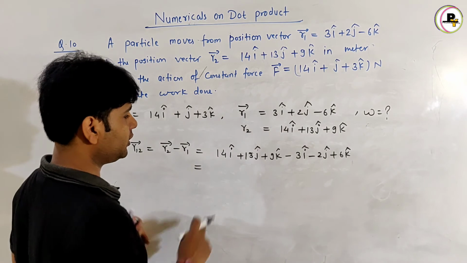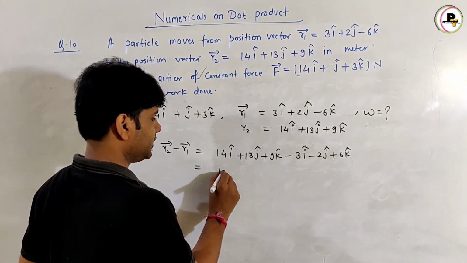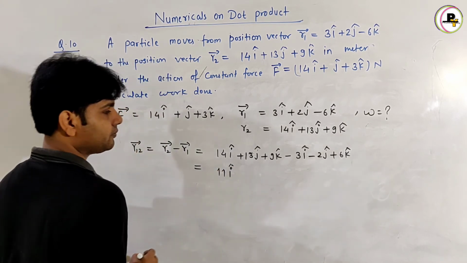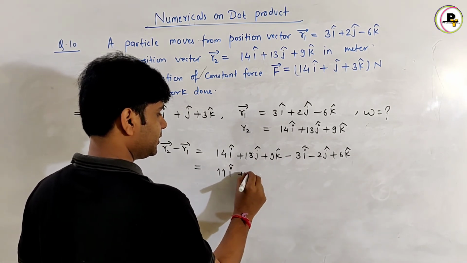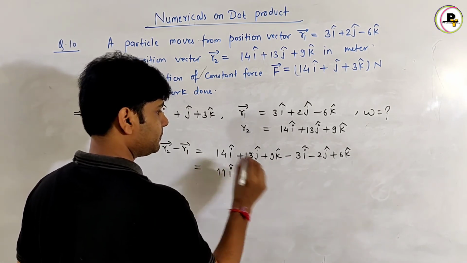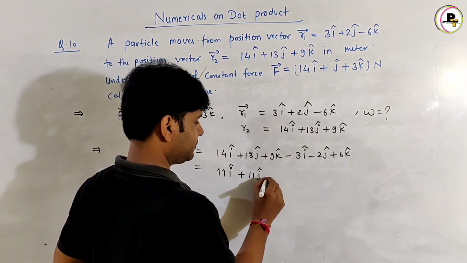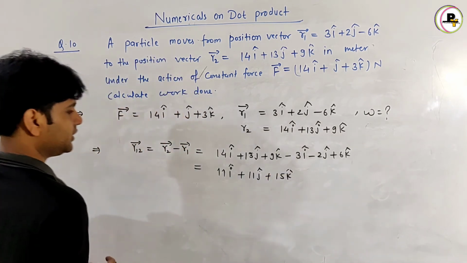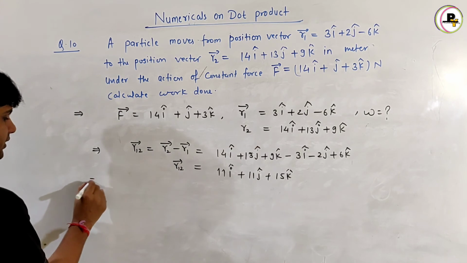If I simplify it, I get 14 i cap minus 3 i cap, that is 11 i cap, plus 13 j cap minus 2 j cap will be 11 j cap, and plus 9 k cap plus 6 k cap will be 15 k cap. This is the r12 vector. Therefore work done is what?